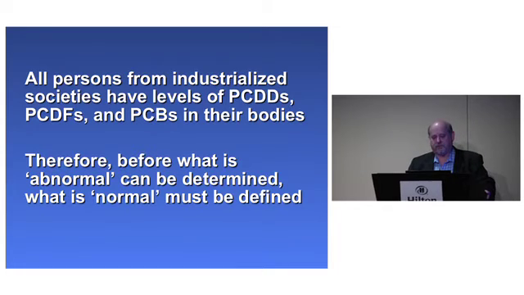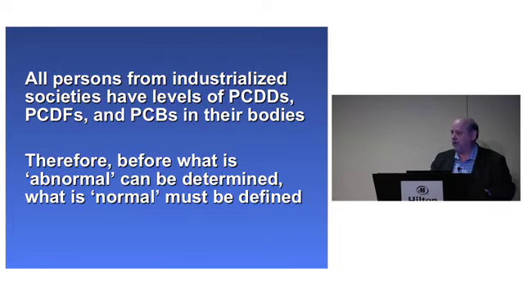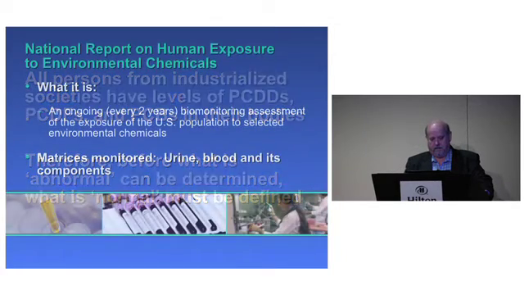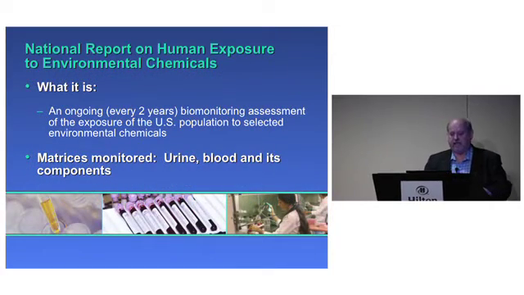All persons from industrialized societies have dioxins, furans, and PCBs in their bodies, so we all know that. We all have them. Therefore, before what is abnormal can be determined, we need to know what normal is. We have to define what normal is, since everybody has these compounds. So if you want to say you've been highly exposed to dioxins or PCBs or PCDFs, you've got to know what the baseline is. CDC has the National Report on Human Exposure to Environmental Chemicals.